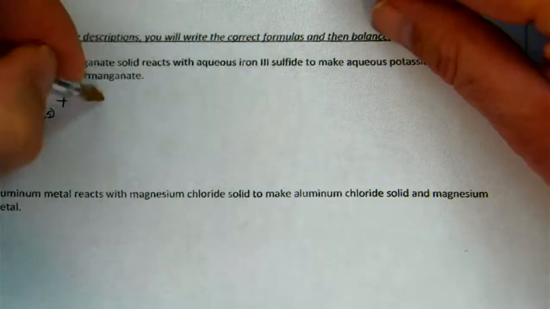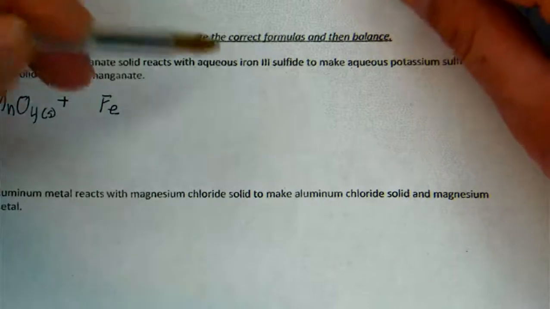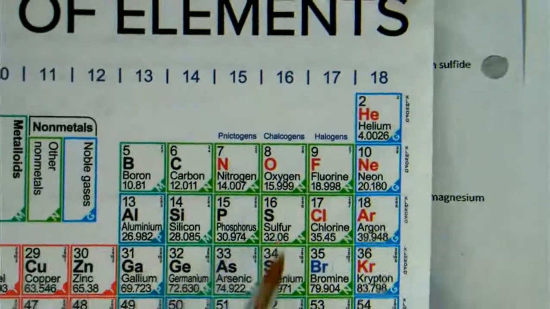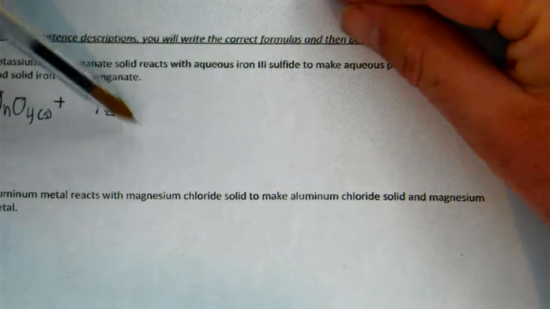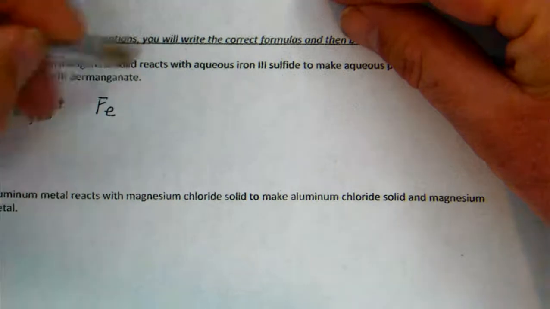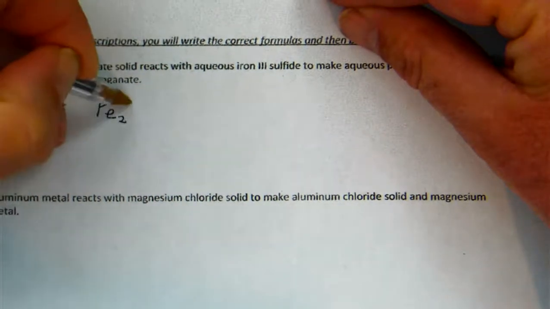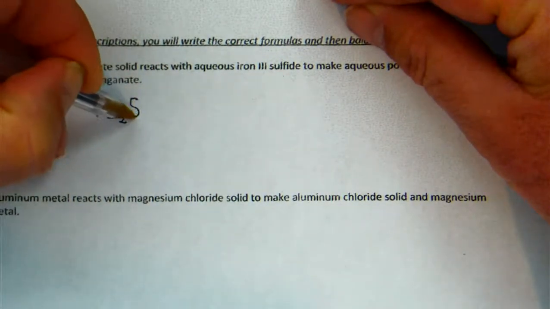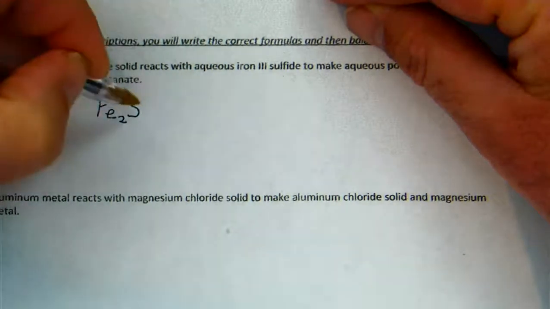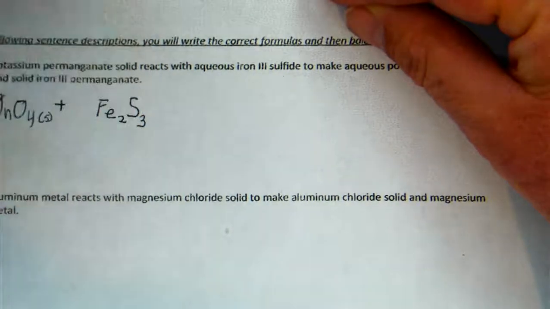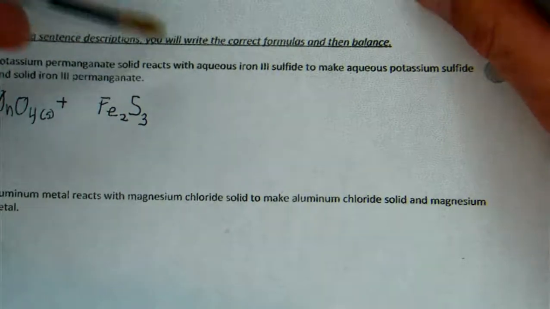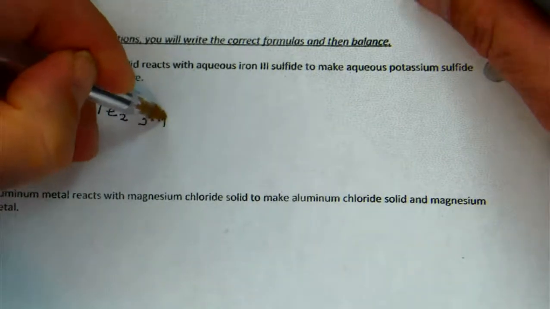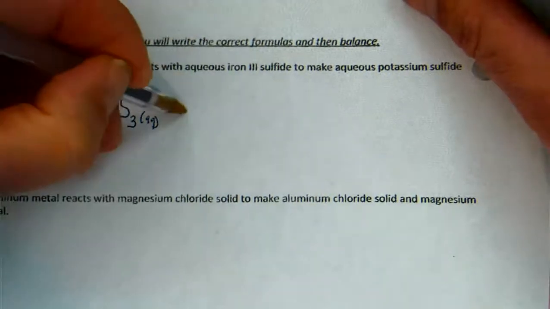So iron is Fe. Sulfur is always a 2 minus charge based on its location on the periodic table, same as oxygen. And the Roman numeral 3 means this iron is a 3 plus charge. So I'm going to have to do crisscross to balance. That means the subscript for the iron becomes the 2, and the subscript for the sulfide, which is sulfur, is a 3. So this is iron 3 sulfide. And it's aqueous, so in parentheses, aq. To make, so that's an arrow pointing to the right.